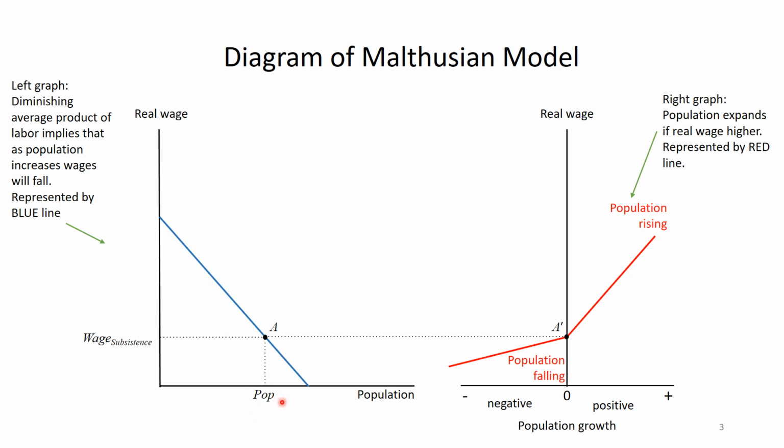And so this is a model that tends to stability. If for some reason population is below or above this level, the forces of population growth or contraction from the right-hand side diagram are going to push it back.